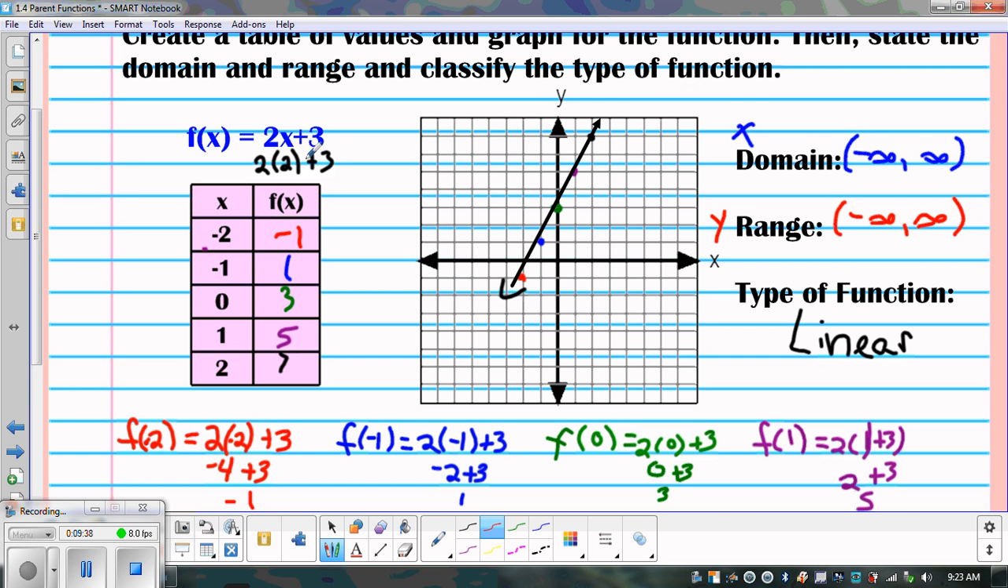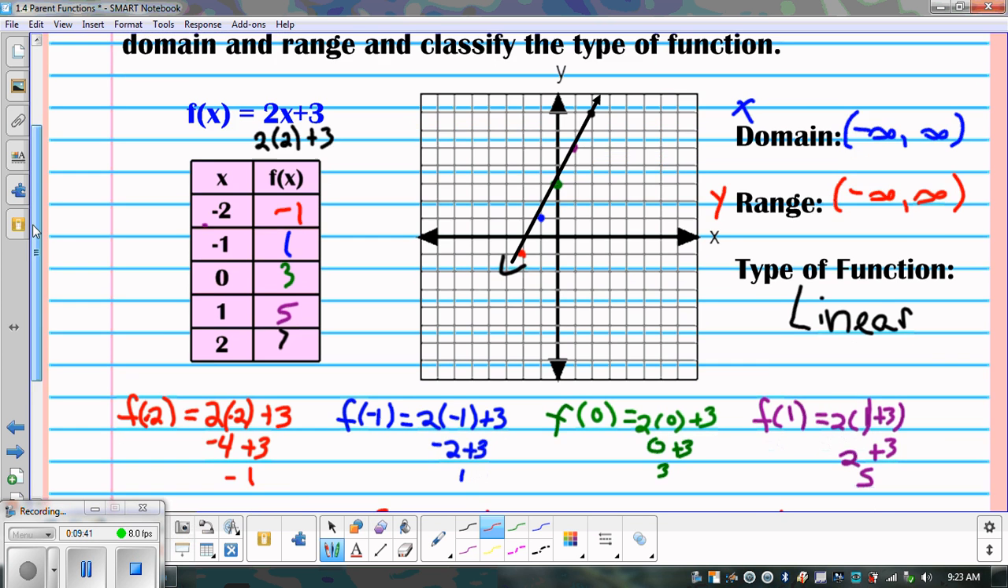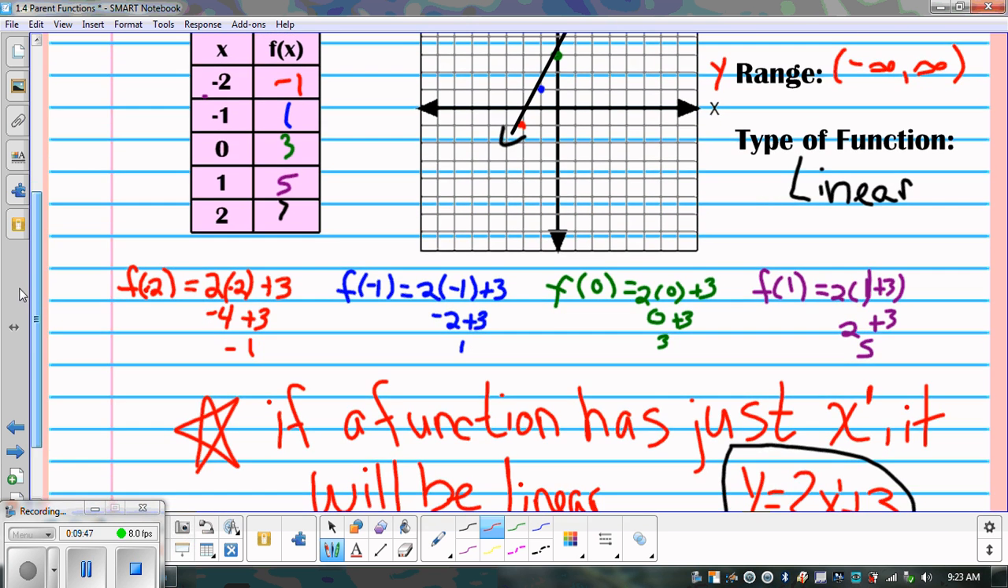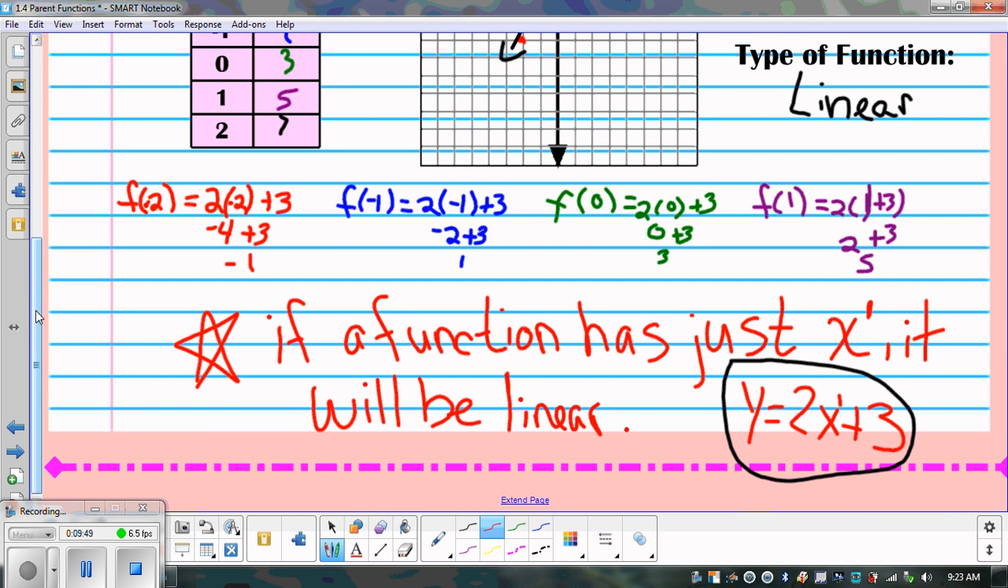So take a moment, make sure you have the table, the graph, and you've identified the domain and range, and that it is linear. One little note you might want to add to the bottom is if we have a function and it is just x to the first power, like we had y equals 2x plus 3, that is x to the first power. Just by looking at the equation, we could know that it was linear. Just a little note you might want to add.